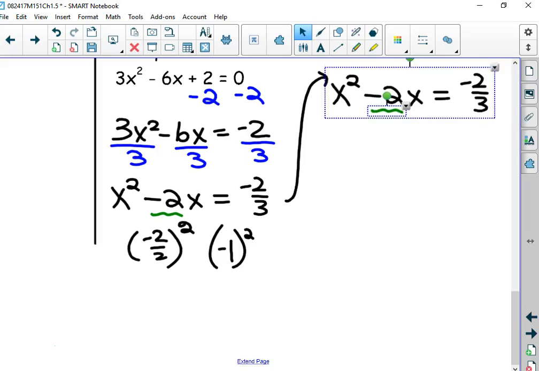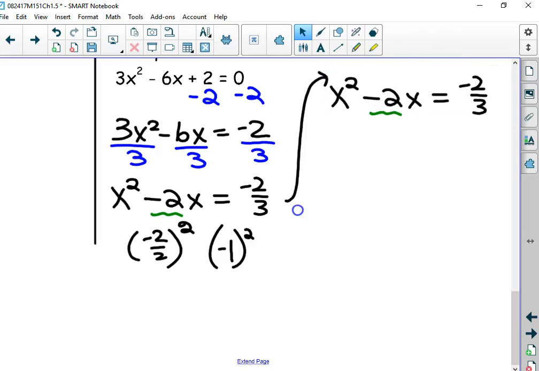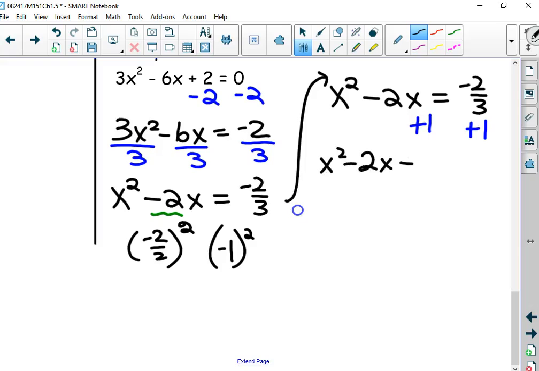Try that again. All right, plus 1, x squared minus 2x plus 1 is going to be equal to 3/3. I'm converting the 1 minus 2/3, which gives us 1/3.